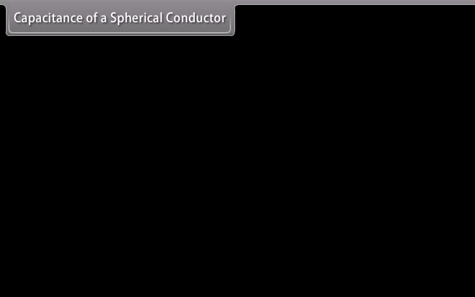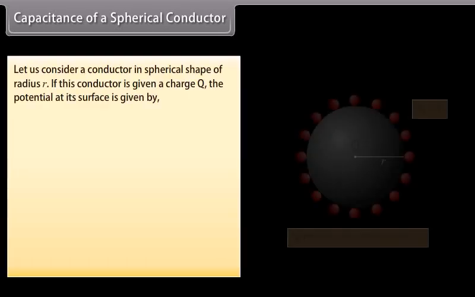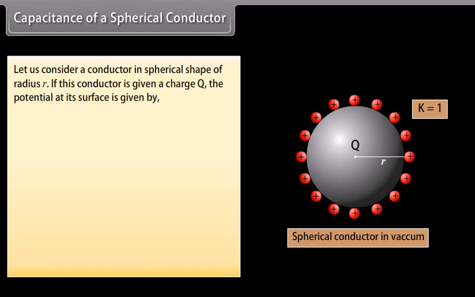Capacitance of a spherical conductor. Let us consider a conductor in spherical shape of radius R. If this conductor is given a charge Q, the potential at its surface is given by V is equal to 1 upon 4 pi epsilon naught multiplied by Q upon R. It can be written as Q is equal to the product of 4 pi epsilon naught R and V.